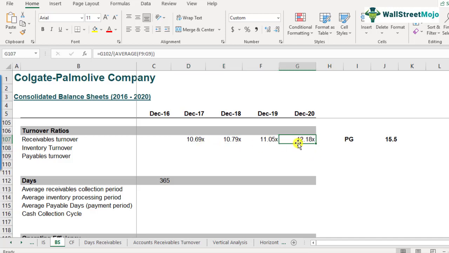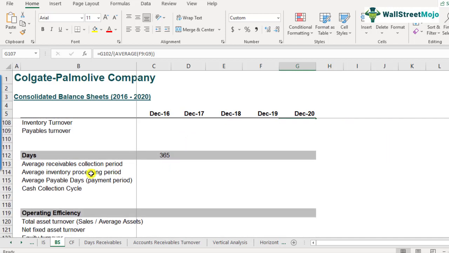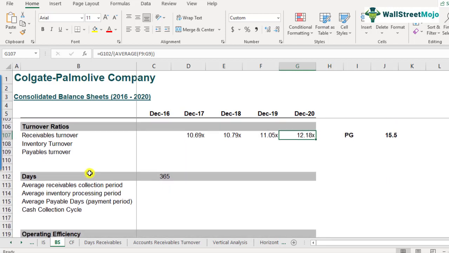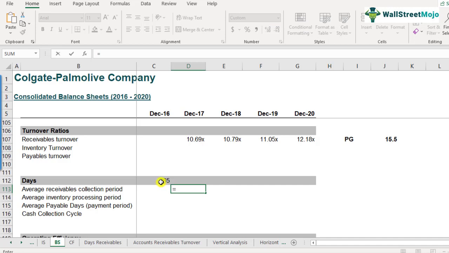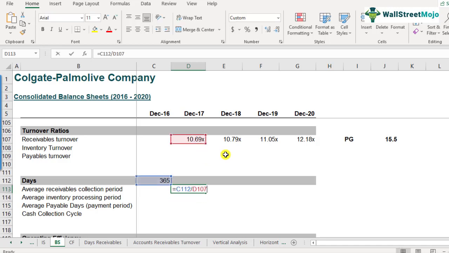So if you're wondering how the calculations are done in this case, I would encourage you to look at that video. The calculations are fairly simple. In this video, we'll concentrate on calculating the days receivables. Okay, so having done the first step, the second step was again very, very simple. The formula is 365 divided by receivables turnover. Okay, so that's how it is. 365 divided by your receivables turnover, that is 10.69. Okay, so it comes out to be 34.1 days.